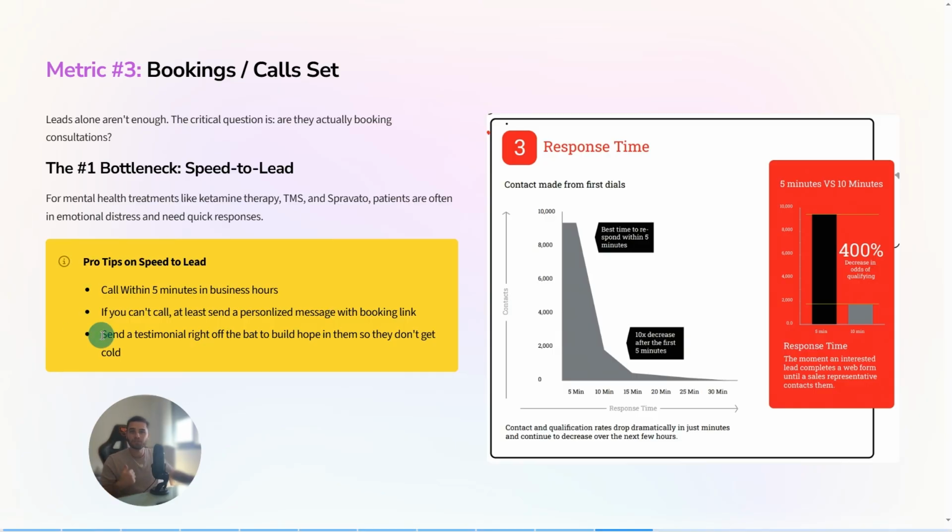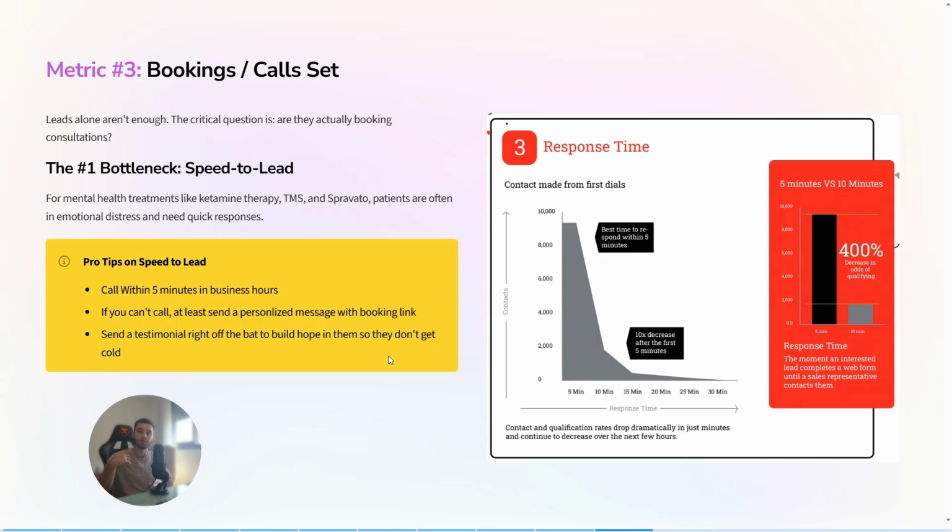Last tip is that after they respond, you need to send them a testimonial right off the bat to build hope in them so they don't get cold. Again, you need to understand your patients are going through depression, anxiety. They're not having the best time, obviously. So you want to do the most obvious thing, and that is to build hope with them.